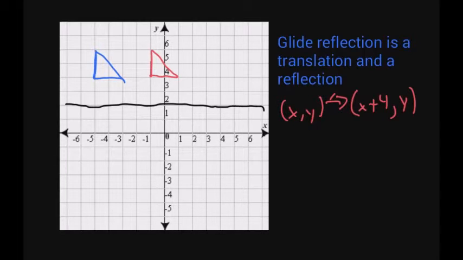And then I'm going to reflect it across that black line there. So there's my new shape. So that's a glide reflection. You're going to translate it, so you're going to move it, and then you're going to reflect it across a given line.